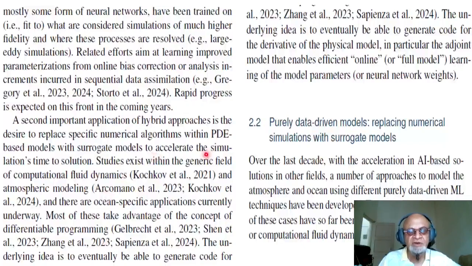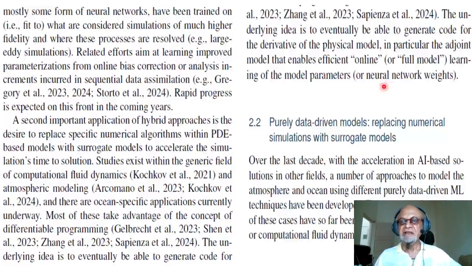The second important application is hybrid approaches of using physics-based ML versus dynamical cores, let's say. This is the desire to replace specific numerical algorithms within the partial differential equation based models, or dynamic models is a better word. So there are many such efforts already going forward. The underlying idea is to eventually be able to generate code for the derivative of the physical model, in particular the adjoint model that enables efficient online or full model learning of the model parameters or neural network weights.